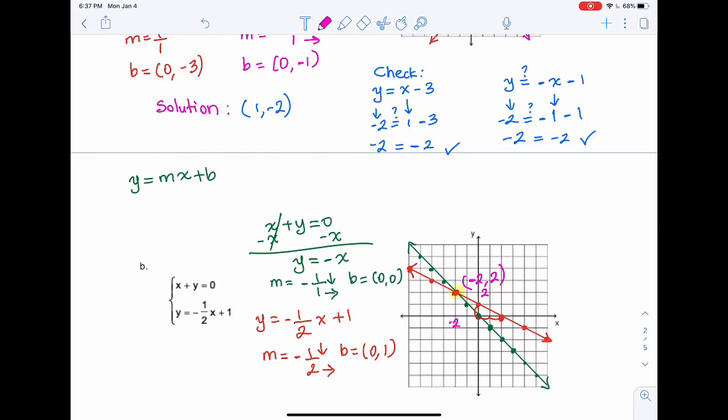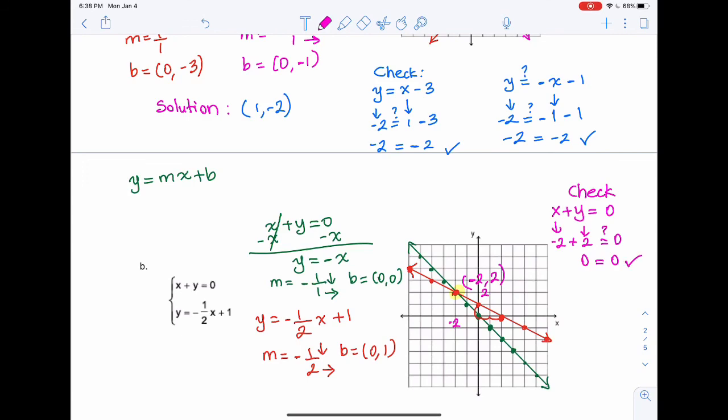But I would like to check our solution to see if it satisfies both equations. So let's check. I'm going to write the first equation first, which is x plus y is equal to 0. And I'm going to plug in negative 2 for x plus 2 for y, and see if we are going to get 0. And it is correct. 0 is equal to 0.